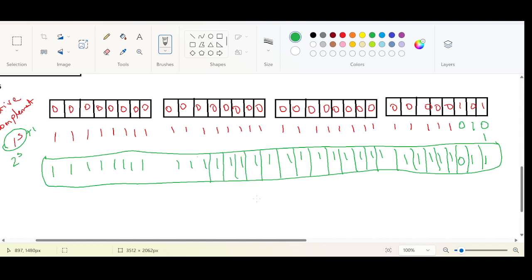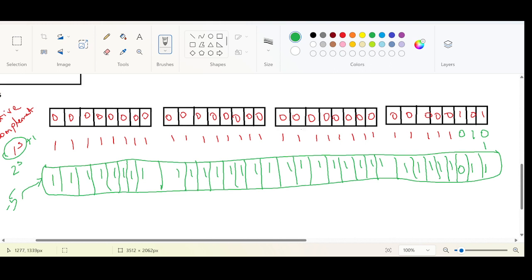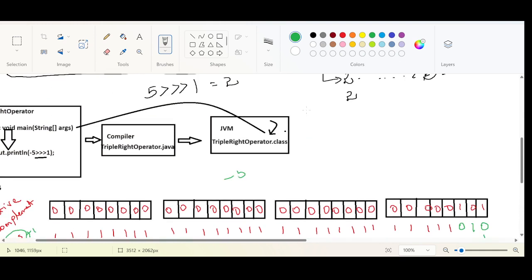I will tell you why it is -5, and we have already seen this in the first video. And again, after completing this, I will give you some tips on how to create a negative binary number with the help of 2's complement. You will understand that. So this is representing -5. This is how -5 will be represented inside the memory, right? Now the question is, what was our question? -5 should be triple right shifted by 1.